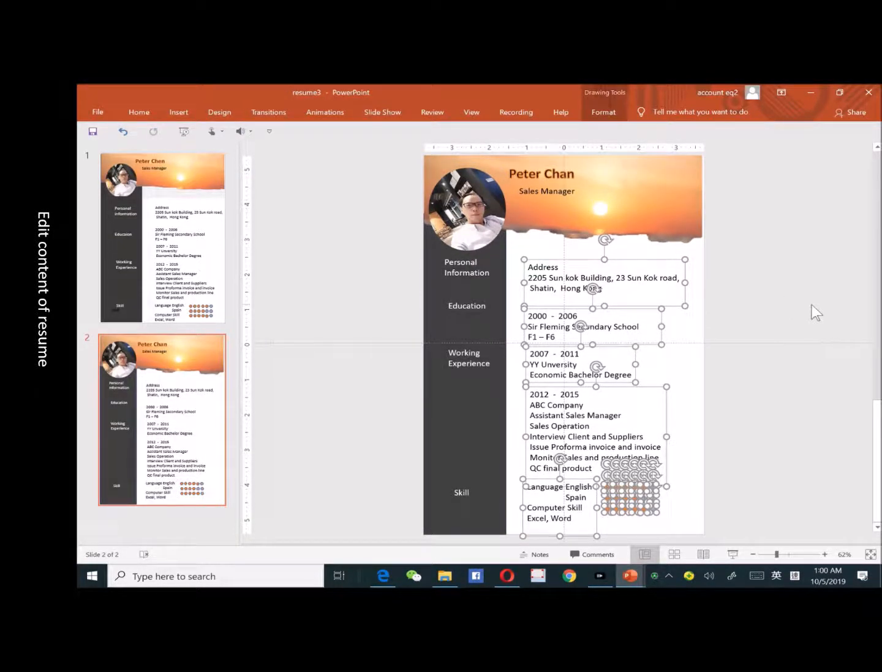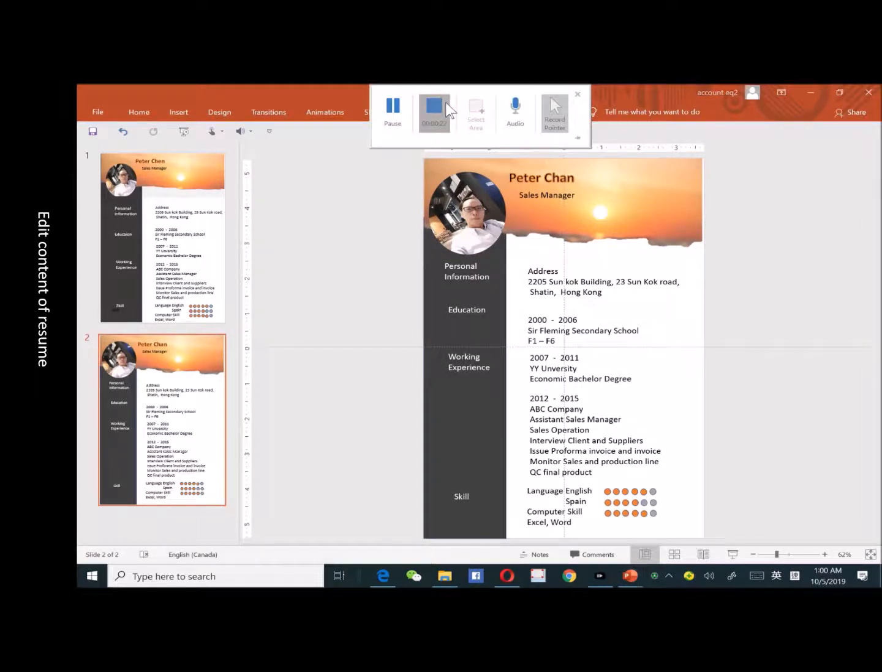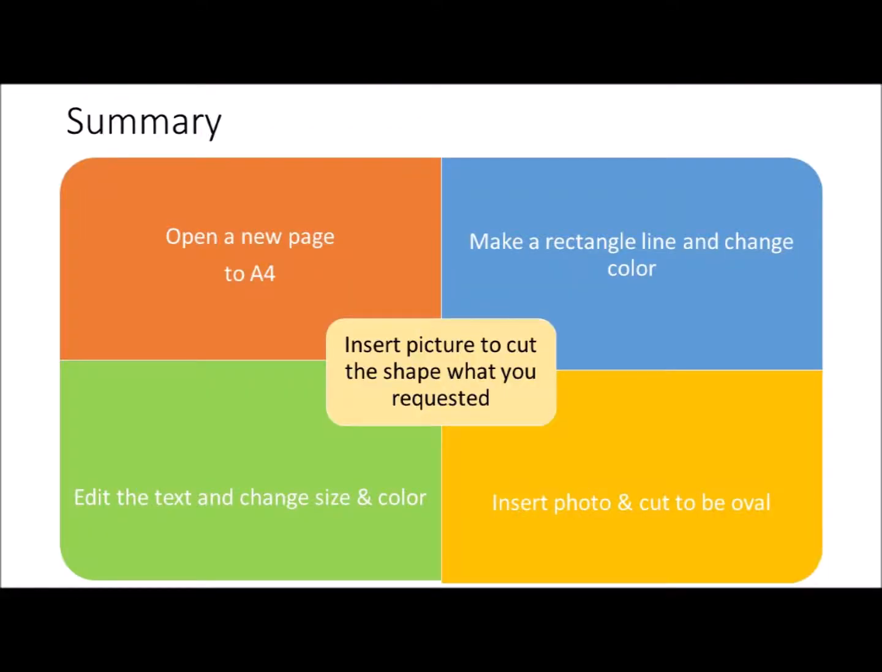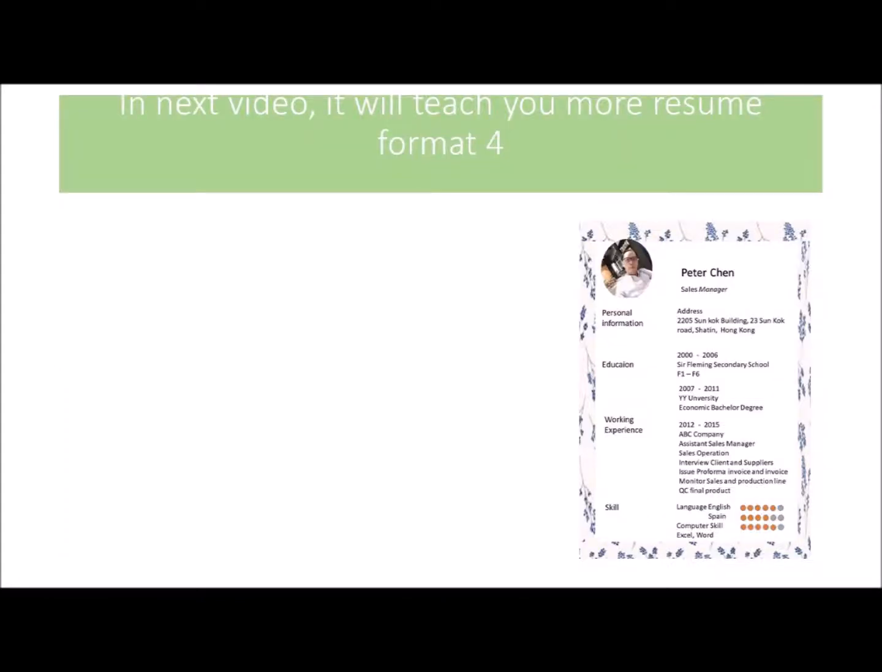Okay, right now we summarize the lesson. The first one, we learned how to open a new page in A4 size. The second, how to make a vertical outline and change the color. The third, how to edit the text and change the color and size of the word. The fourth, how to insert the photo and change the size of the photo. The fifth, how to insert the picture, change the background of the picture, and then we finish the beautiful resume.